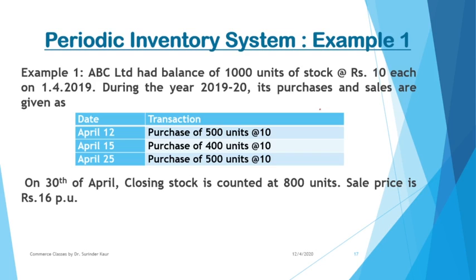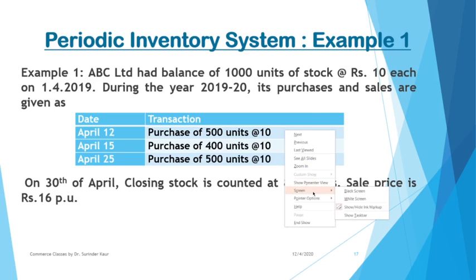So ABC Limited had a balance of 1,000 units of stock of 10 rupees each in the beginning. Okay, so this is your stock available in the beginning, and then during the year 2019-20, the sales and purchases are given. So purchases are given and then closing stock is measured. So sales are not given, only purchase is available.